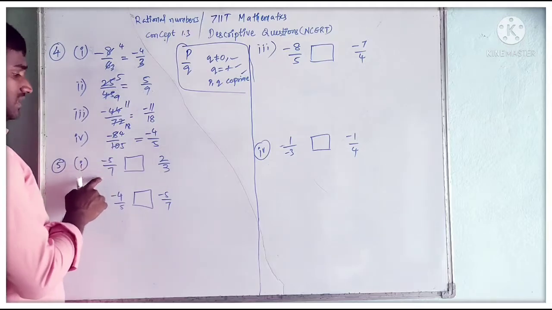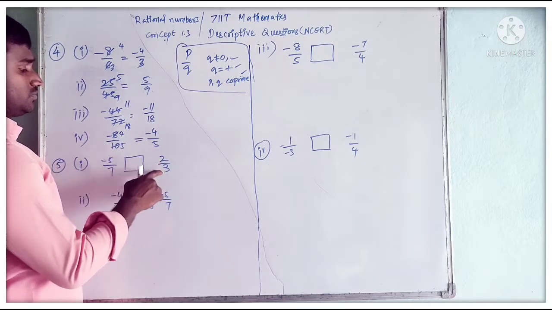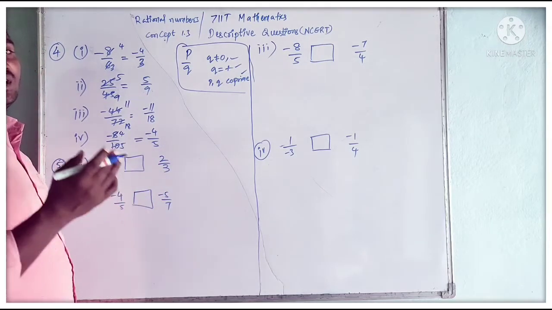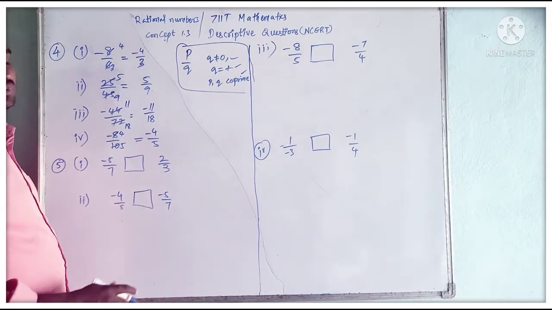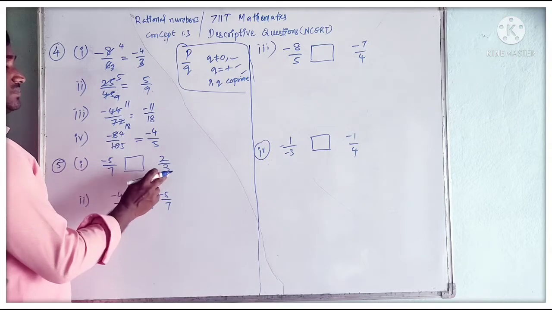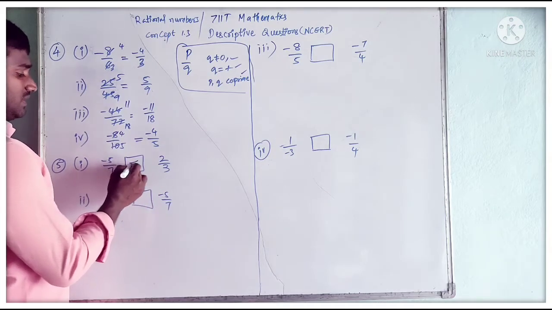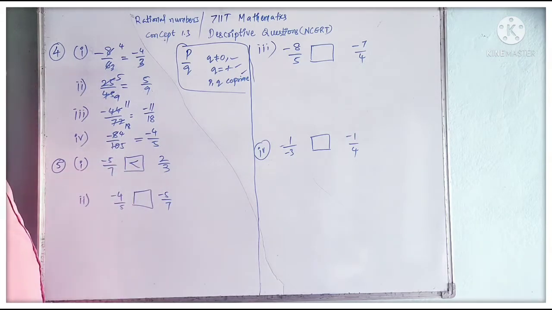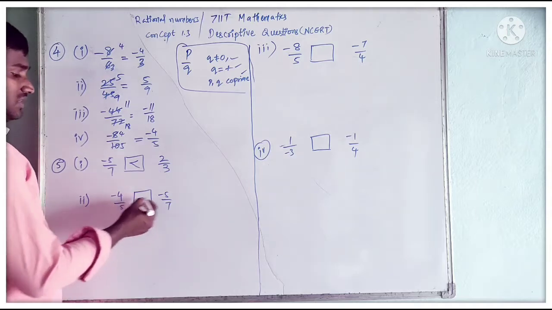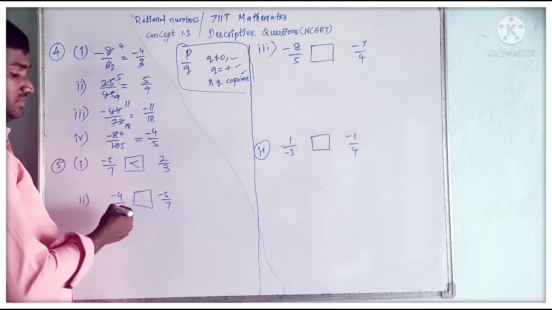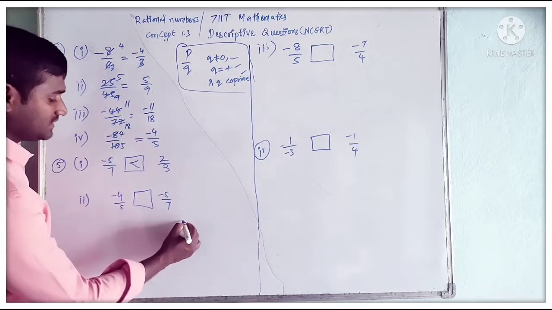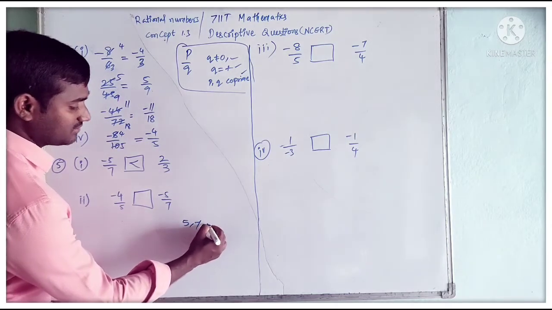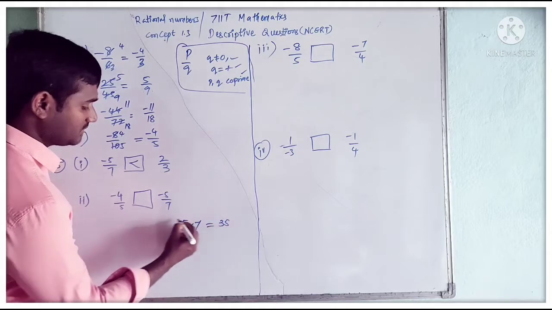Okay. Next, comparison of the rational numbers. So here minus 5 by 7 and 2 by 3. We know that a negative rational number is always less than a positive rational number. It is a negative rational number, and it is a positive rational number. So minus 5 by 7 is less than 2 by 3. Now both are negative rational numbers, so we have to make equal denominators. The LCM of 5, 7 is 35.